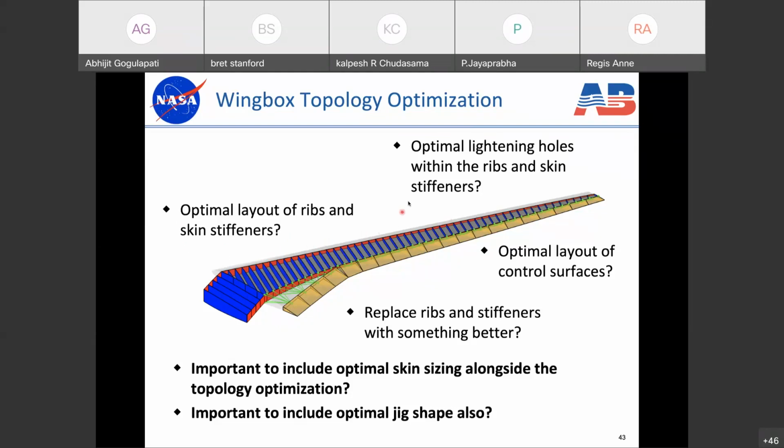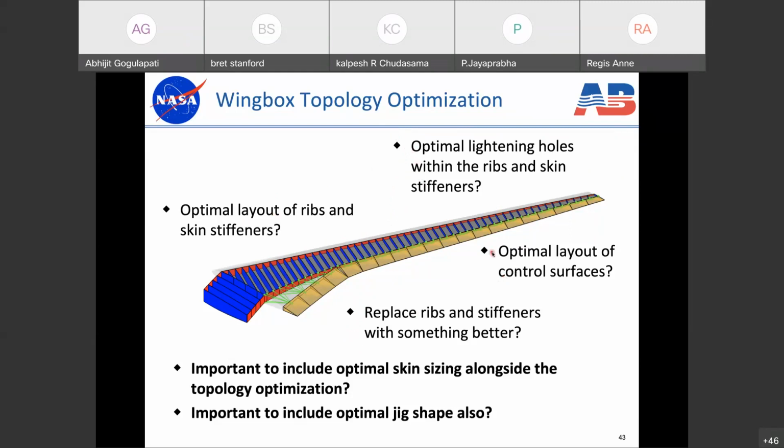That's the first idea. The second idea follows from the first idea. Once we have our layout of ribs, can we remove additional mass from those web structures by optimizing in lightning holes into the webs? And how would we do that? The third idea would be, and I'll leave it intentionally vague for now, that we replace the ribs and the stiffeners with something better. And again, I'll leave it vague as to what that means, but I'll talk about that in some detail.